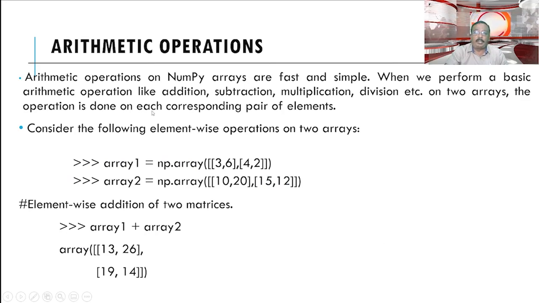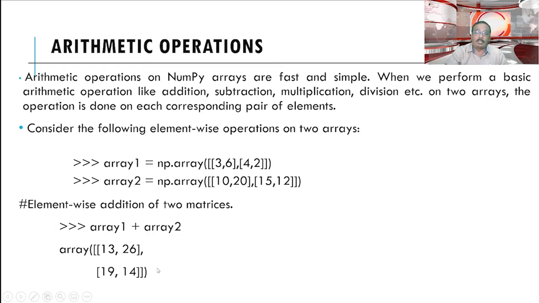So, continuation of arithmetic operations. NumPy arrays are fast and simple. When we perform a basic arithmetic operation like addition, subtraction, multiplication, division, etc. on two arrays, the operation is done on each corresponding pair of elements. Consider the following element-wise operations. You have NumPy array 1 and array 2. If you add array 1 plus array 2, each element will be added. So 10 plus 3, 13. 20 plus 6, 26. 15 plus 4, 19, and 12 plus 2, 14.